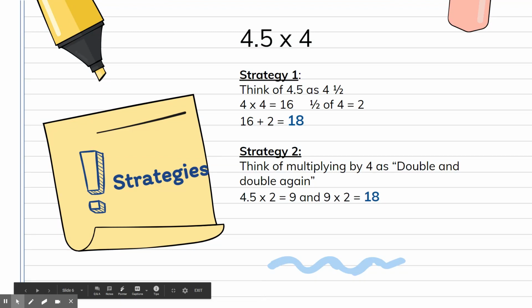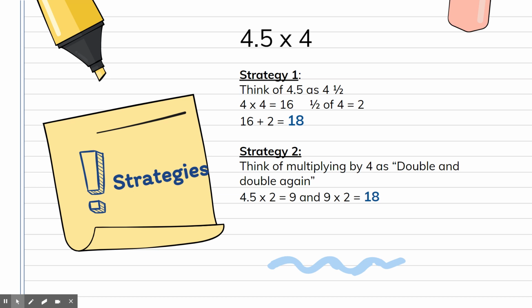Okay, so we're going to talk today about some of the strategies we could have used for that activity with our mental math. The first one asked us to find the product of 4.5 times 4. So strategy number one, you're going to break up 4.5 into 4 and a half, and you're going to multiply each one of those parts by 4.